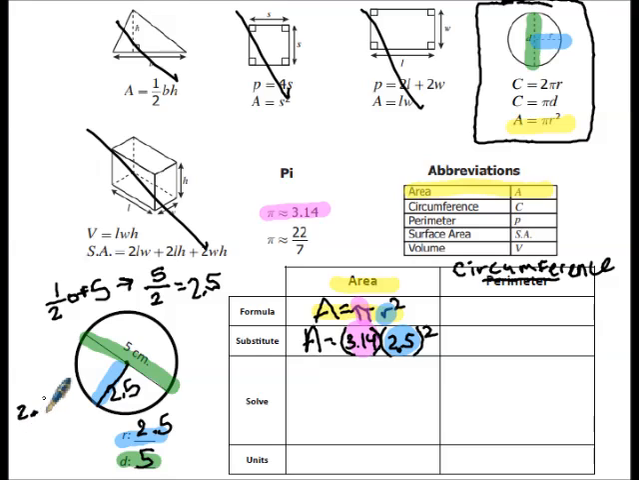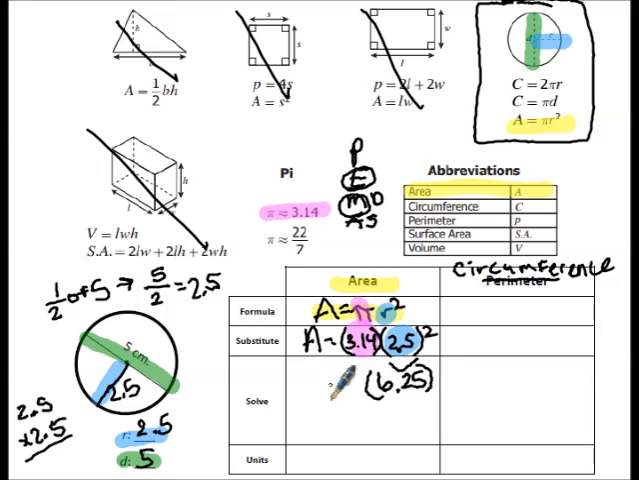So when I have 2.5 squared, that actually means 2.5 times 2.5. So you're going to put 2.5 times 2.5 in your calculator, or do 2.5 plus the square button. And we're doing this exponent first because PEMDAS says that this exponent needs to be done before the multiplication. So 2.5 times 2.5 in my calculator gives me 6.25, and we're going to multiply that 6.25 by pi.